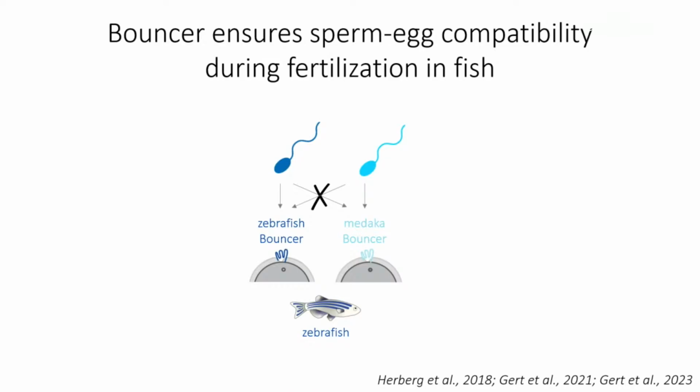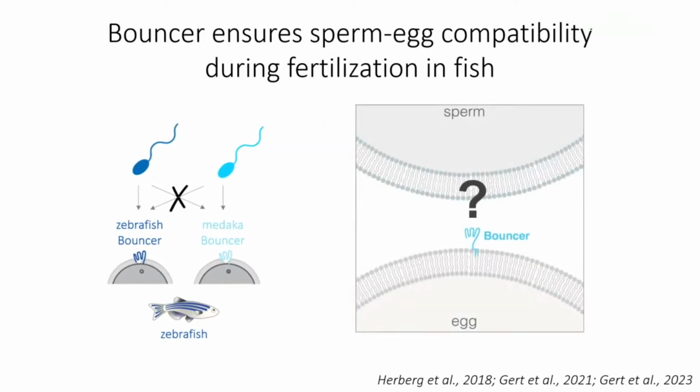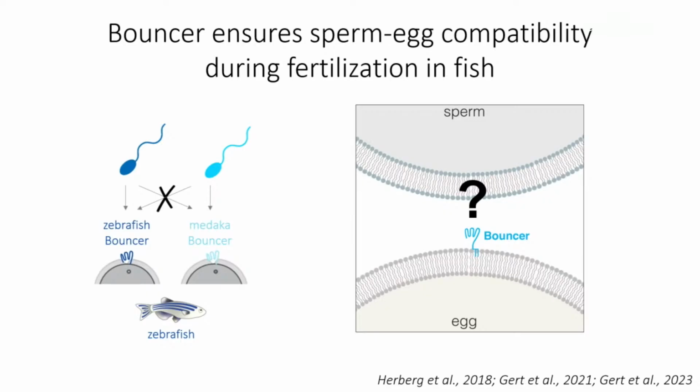So this experiment, if you think about it, already told us something else. It told us that Bouncer is extremely important in fish for fertilization, but it also told us that there must be something sitting here on the sperm that is recognized by Bouncer. Otherwise, this experiment wouldn't make sense. So there must be something that is different between zebrafish and Medaka sperm that Bouncer recognizes in a species-specific manner.